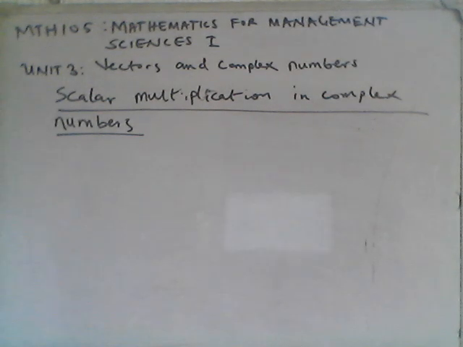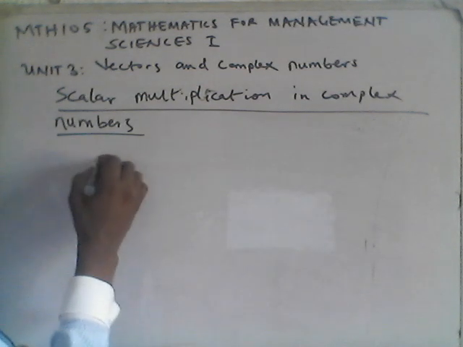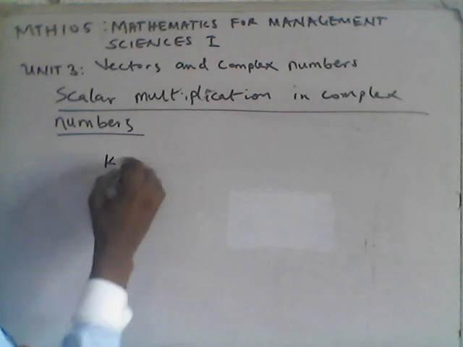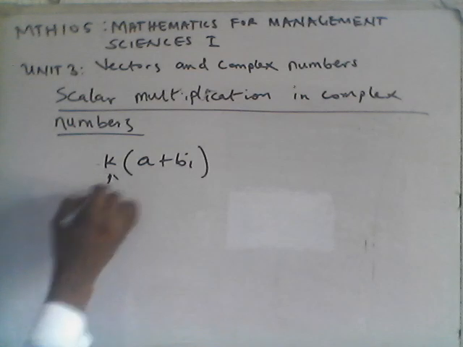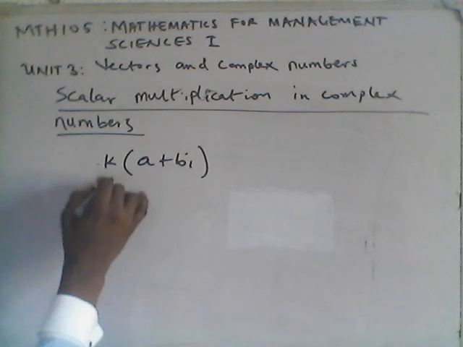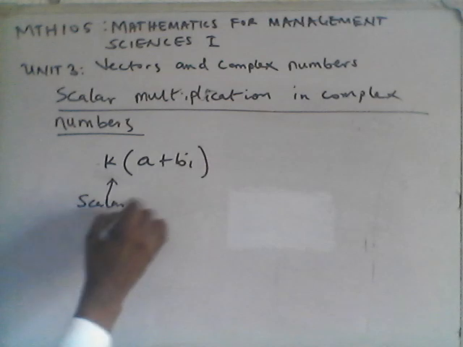Now, when you talk about scalar, you talk about just a number that's not showing direction, but just showing maybe magnitude and maybe the unit, just the magnitude. So if, for instance, you are asked to multiply a constant or a real number by a complex number, if, for instance, I have k multiplied by a plus bi, this is how it is, where this is the constant, this is the scalar, and this is the complex number.